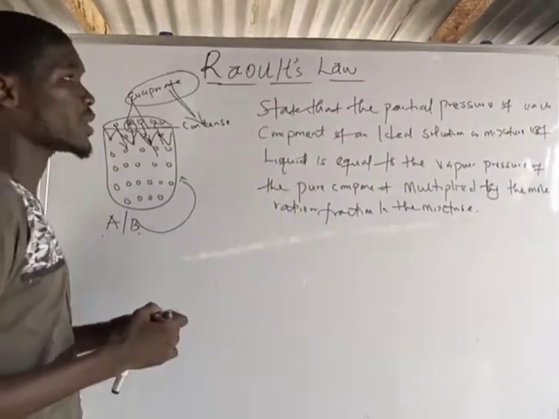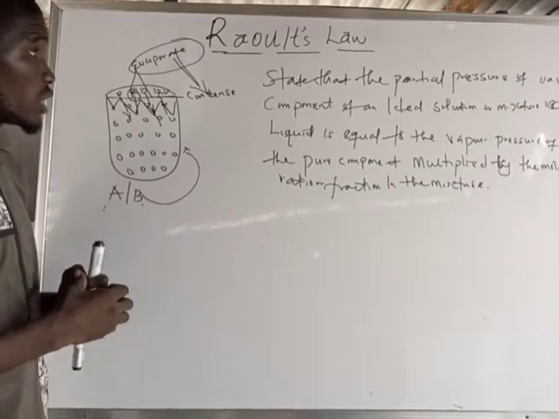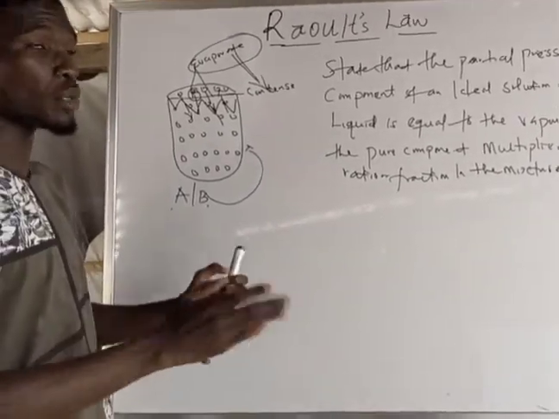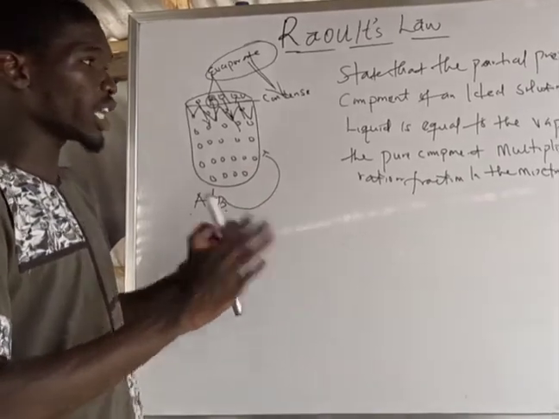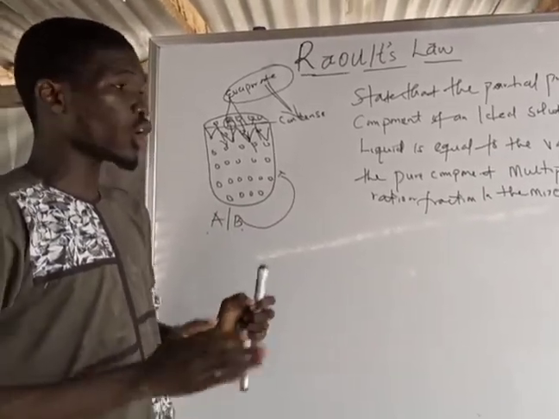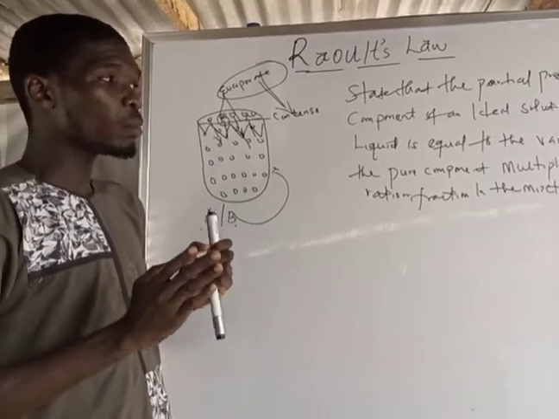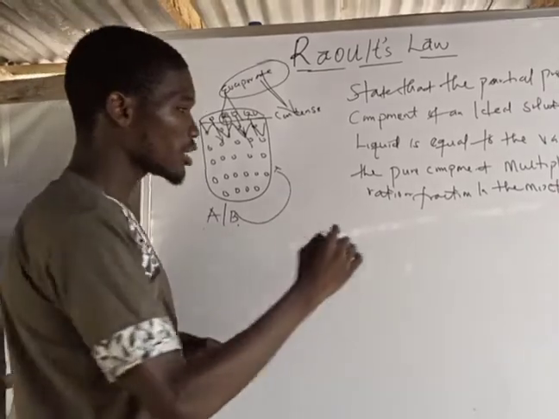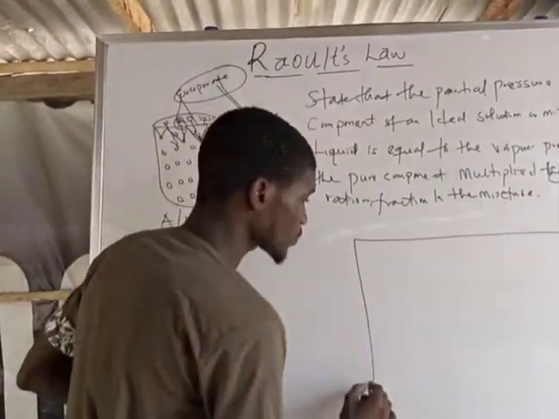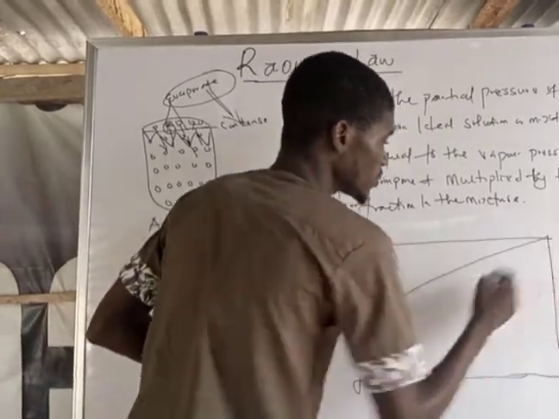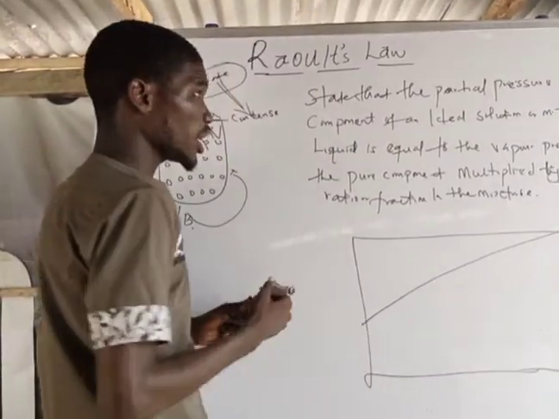So look at this particular law: the partial pressure of each component of an ideal solution or a mixture of liquid is equal to the vapor pressure of the pure component multiplied by the mole fraction in the mixture. Now I'll be using this graph to explain the meaning of this law.